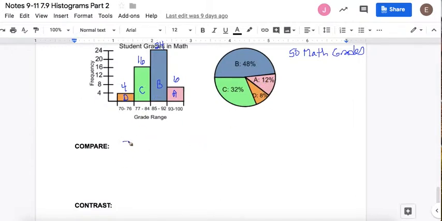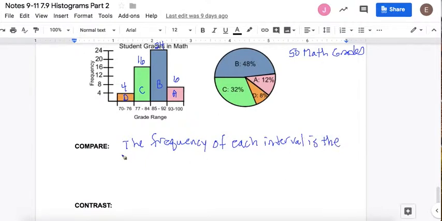Okay, so the comparison, I want you to write the frequency of each interval is the same percent as the circle graph. Okay, so that's how they're the same.